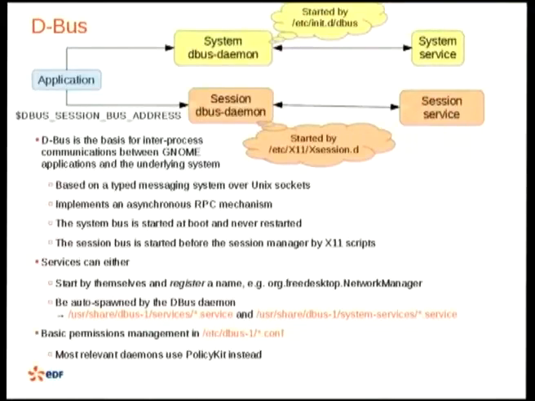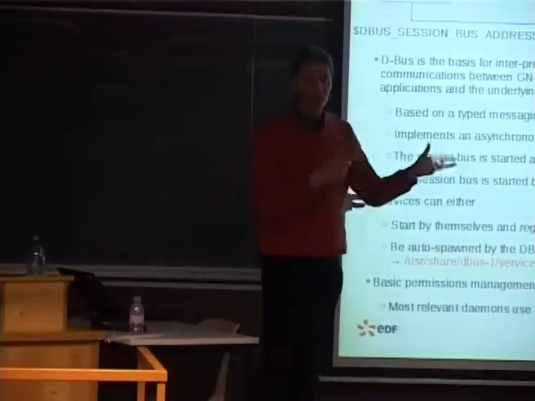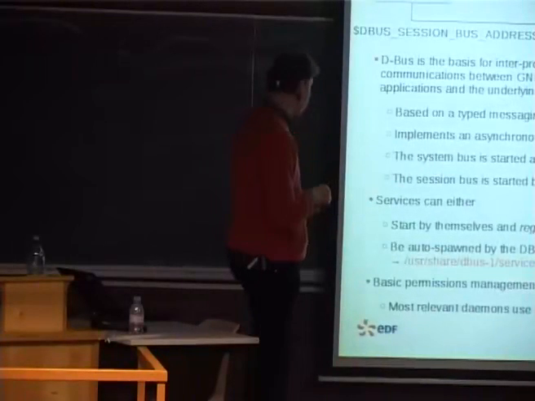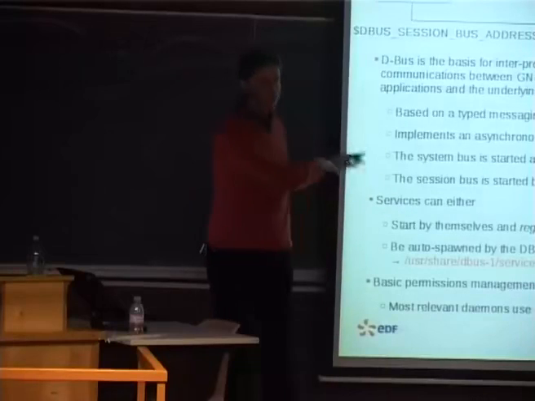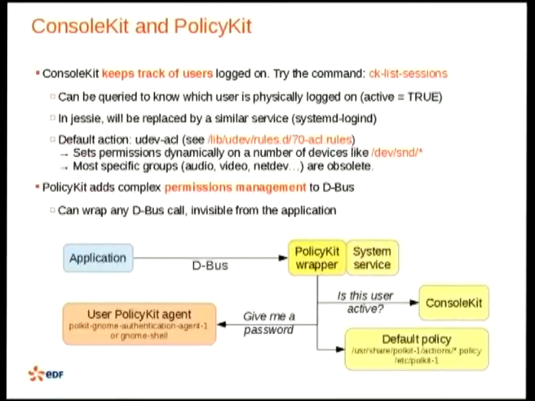Dbus implements a basic permissions management depending on the call you want to make. You can say this or that group is authorized to make that call, but it is not widely used because we have something much better, which is PolicyKit. So ConsoleKit and PolicyKit are the other basis for the plumbing. ConsoleKit is a daemon which keeps track of users. It knows which user is logged on, from where, on what virtual terminal, and what processes it is using, although this part doesn't work very well.